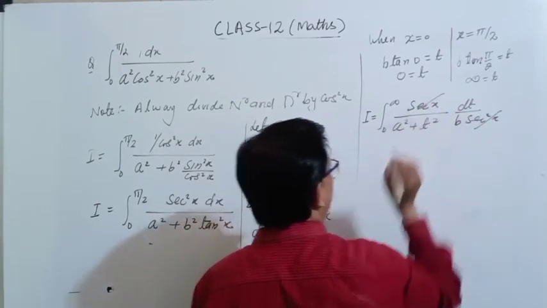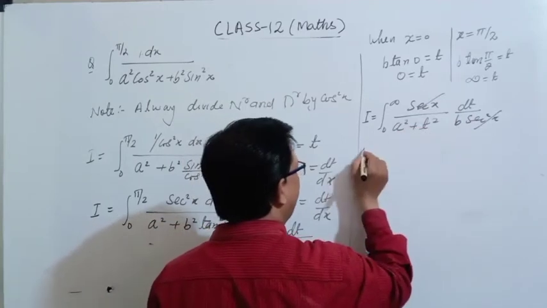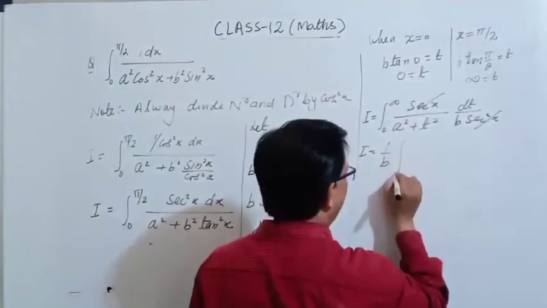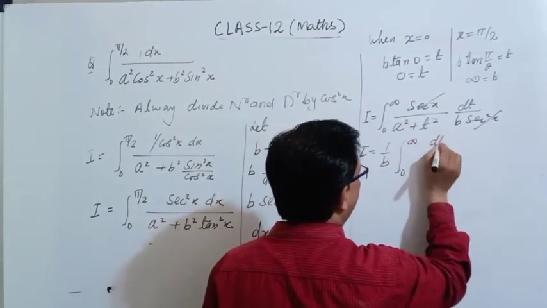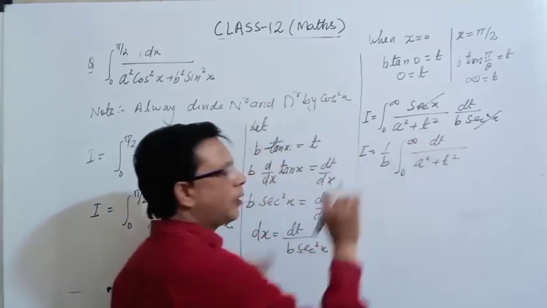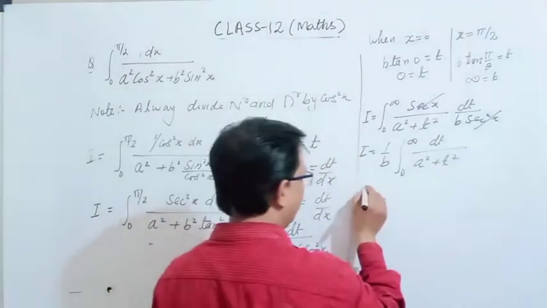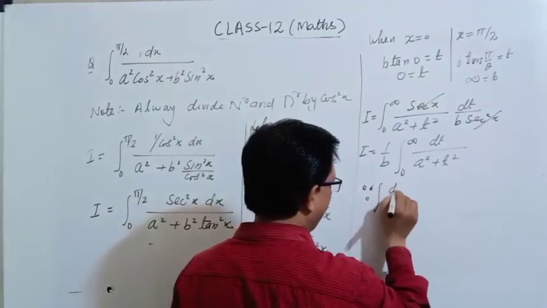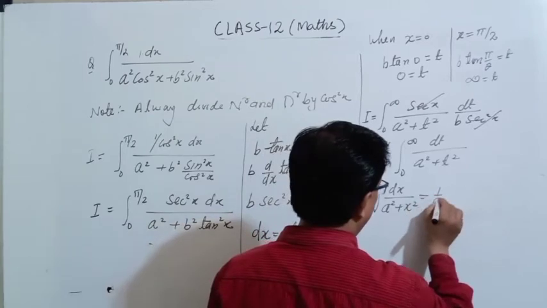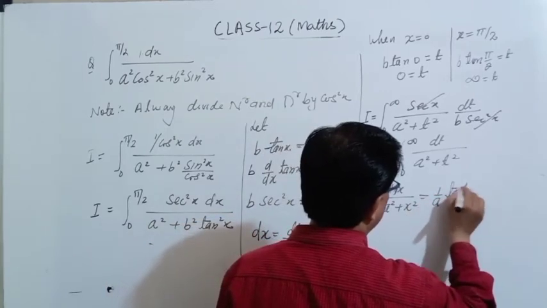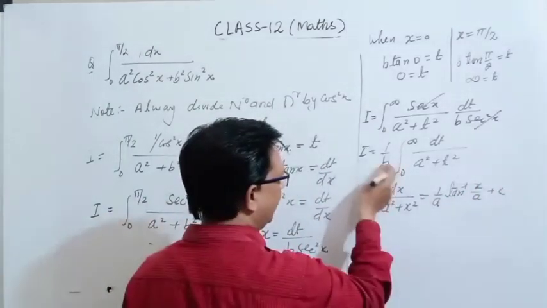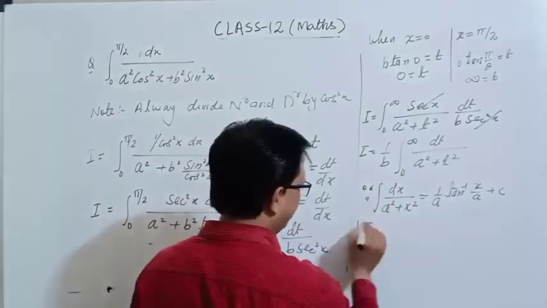This is cancelled out. Student, we see that b is constant, so taking it outside the integral, now here we get b times the integral from 0 to infinity dt upon a square plus t square. This is a formula. And what is the formula? Here we write for you, integral dx upon a square plus x square is equal to 1 upon a tan inverse x by a plus c. So we take b outside, so our calculation is easy.